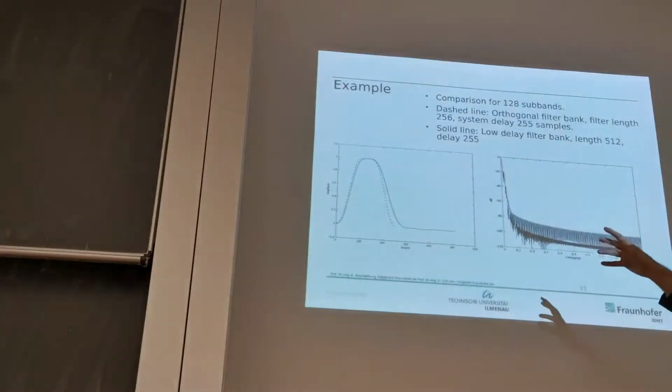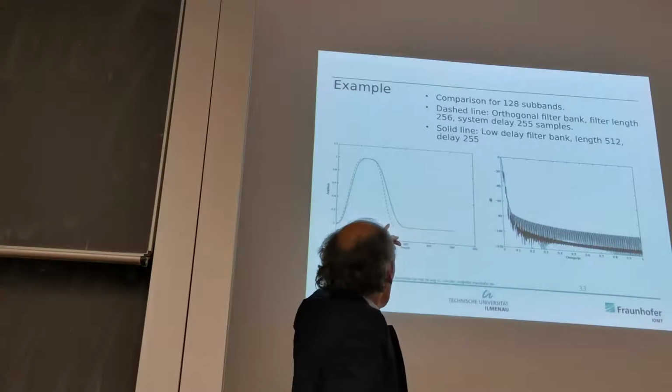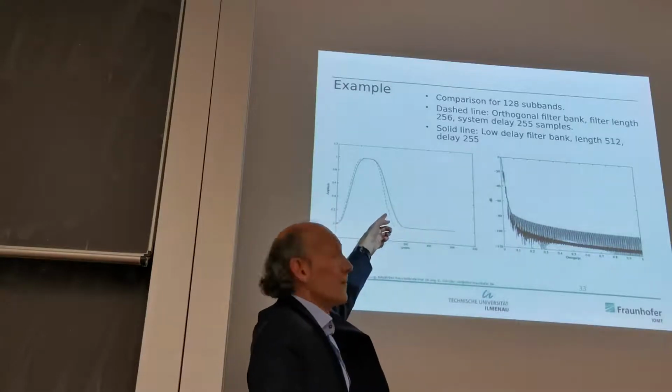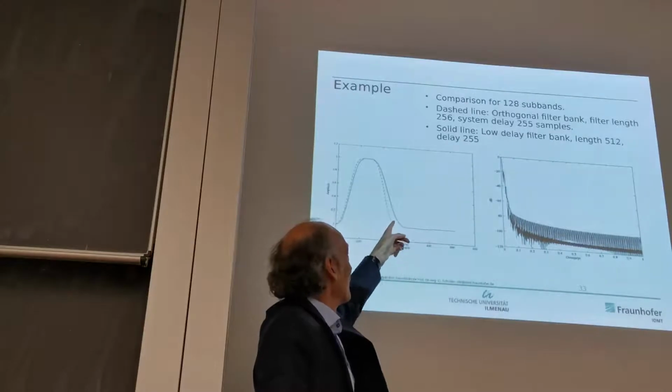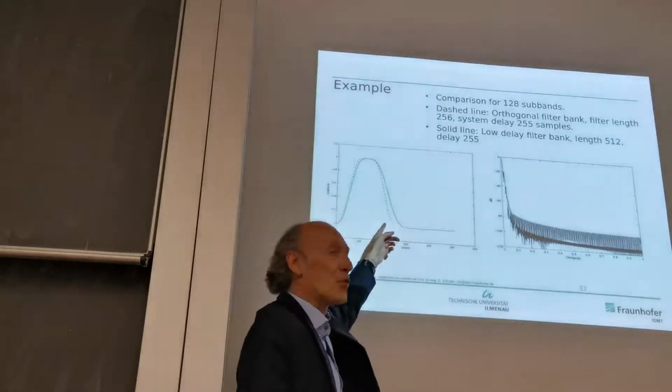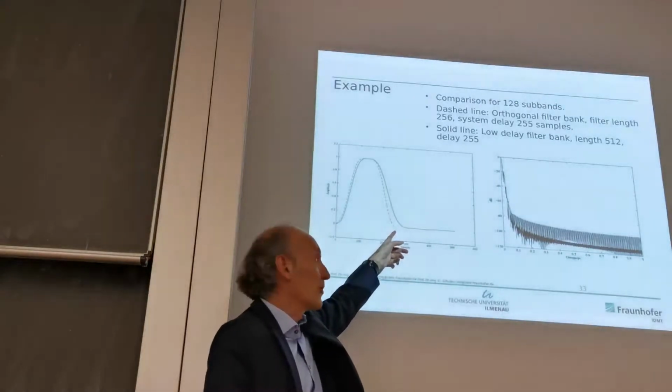This delay includes the blocking delay, right? Because the cases where the delay is relevant is also the case where we have individual samples arriving from the sound card. So that's why you include the blocking delay. And you can see here, we differ in this tail. So here you can see the tail of the low delay filter bank is continuing much more than for this MDCT type orthogonal filter bank.